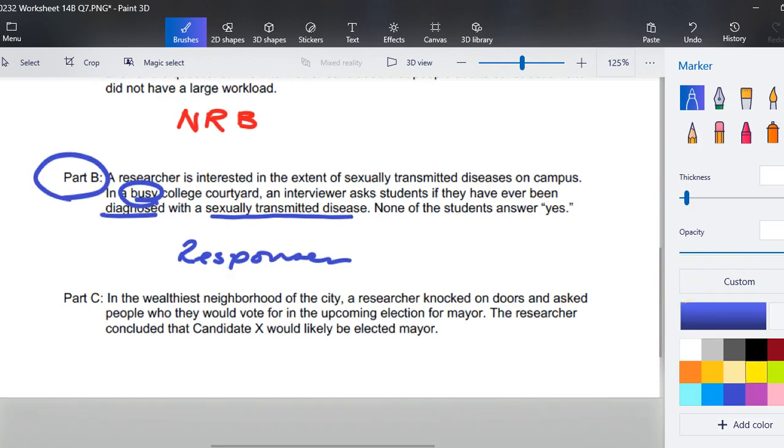Finally, in the wealthiest neighborhood in the city, a researcher knocked on doors and asked people who they would vote for in the upcoming election for mayor. The researcher concluded that candidate X is going to be very likely elected mayor. Is there some type of bias? And the answer is yes. This is not a representative sample of this population who are going to elect the mayor. It is selection bias. This does conclude our lesson 14B.